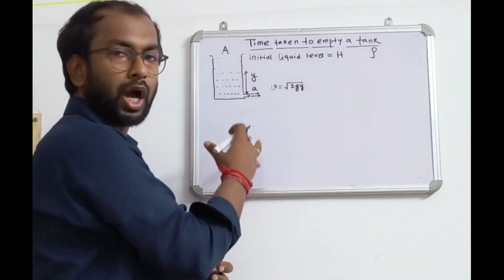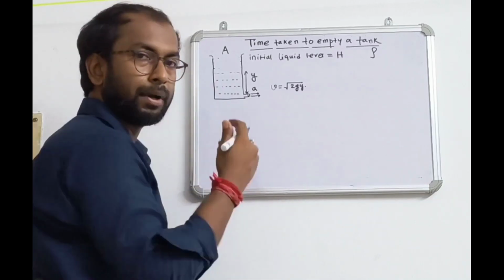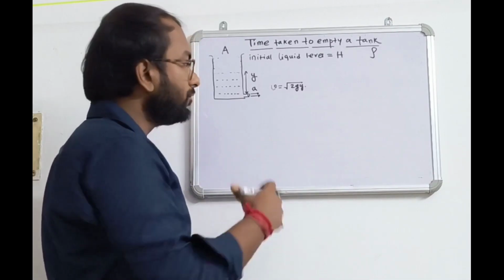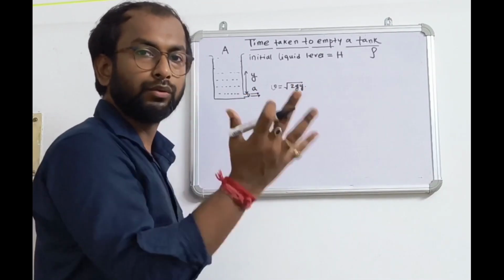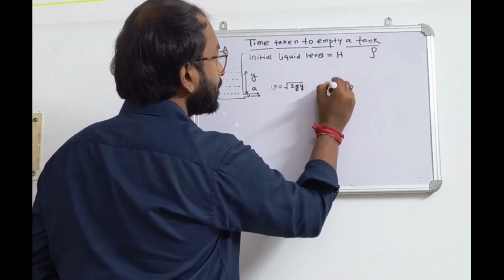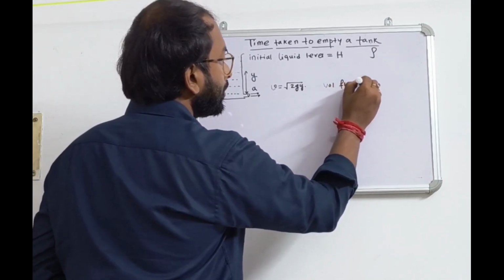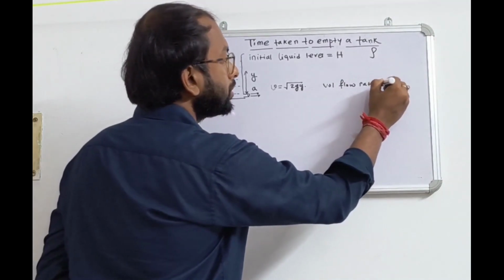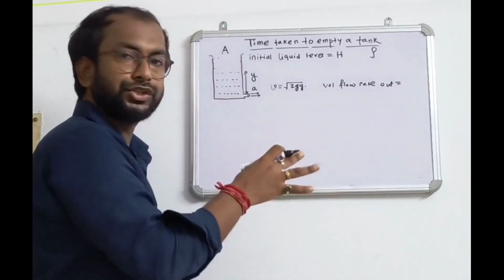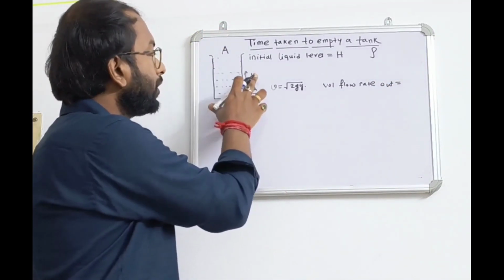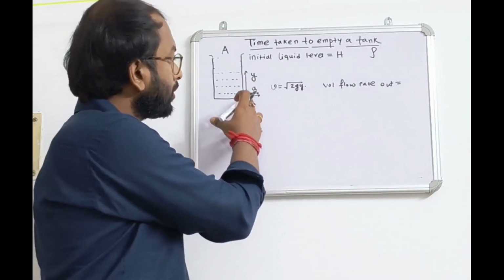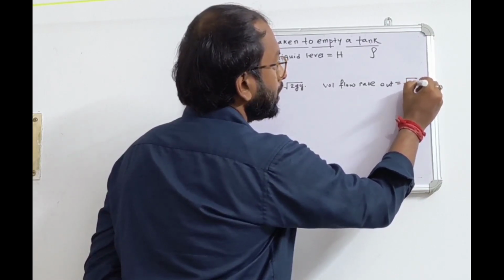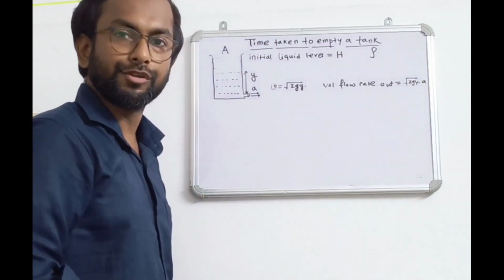So how much volume will come out of the nozzle per unit time? Liquid coming out through the hole per unit time will be velocity into the area, that is the volume flow rate of the liquid. So the volume flow rate out, at the instant when the height of the liquid level from the orifice is y, is the velocity at that instant, root over of 2gy, into the area of the orifice.